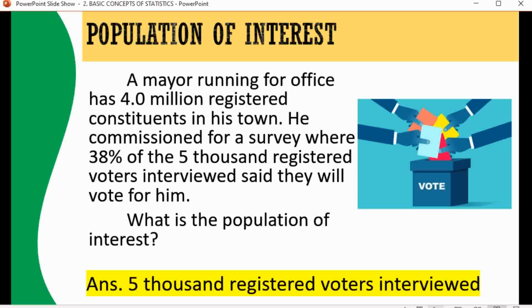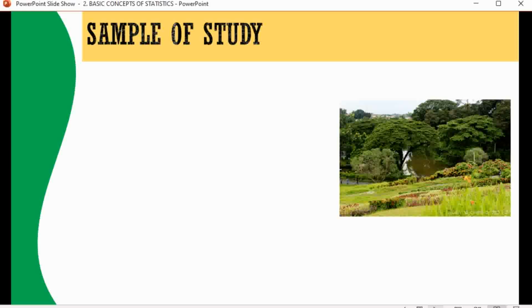38 is just a part of 5,000, and 4 million is your population. But who you are focusing on in the study is the 5,000 instead. Hence, they become the population of interest. Sample of the study.